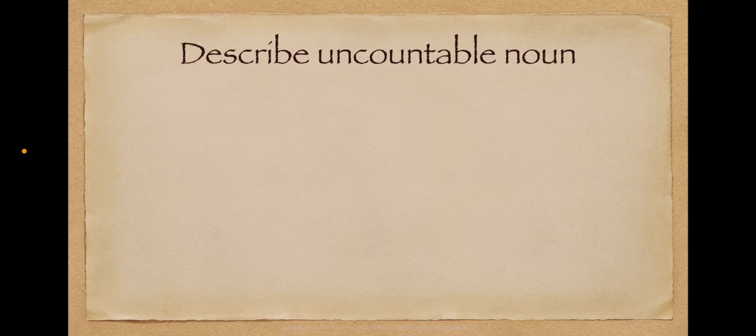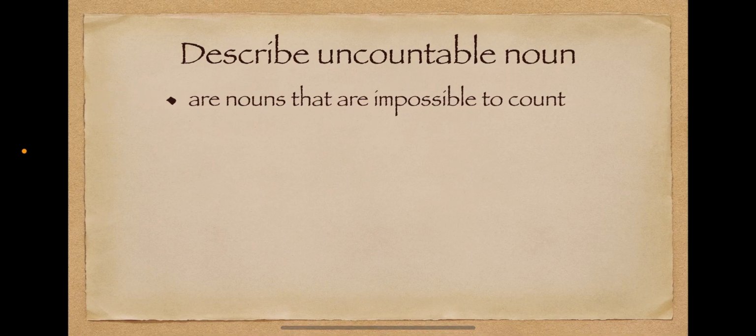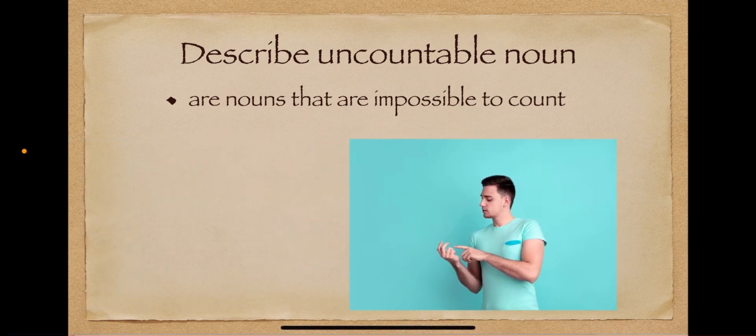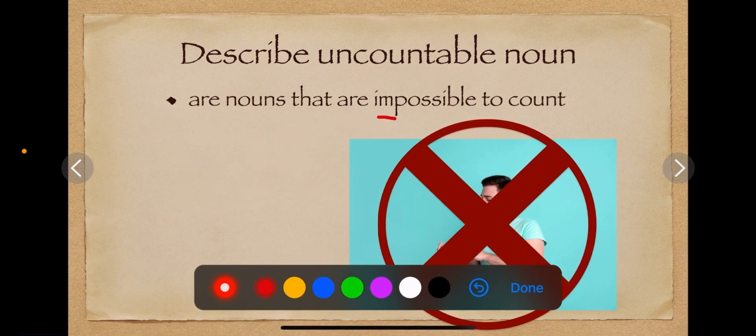Now, describe an uncountable noun. I'm going to give you a minute to pause the video and think about your answer. Now then, uncountable nouns are nouns that are impossible to count. No matter what you do or what you say, they are impossible to count. Remember that.